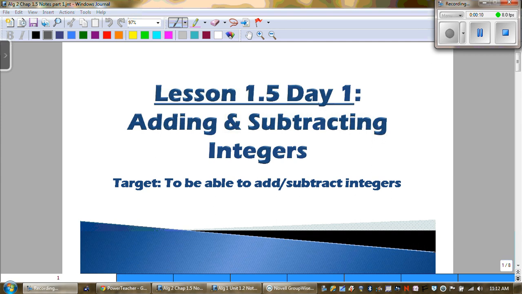Today we're talking about adding and subtracting integers. Our learning target today is to be able to add and subtract integers.